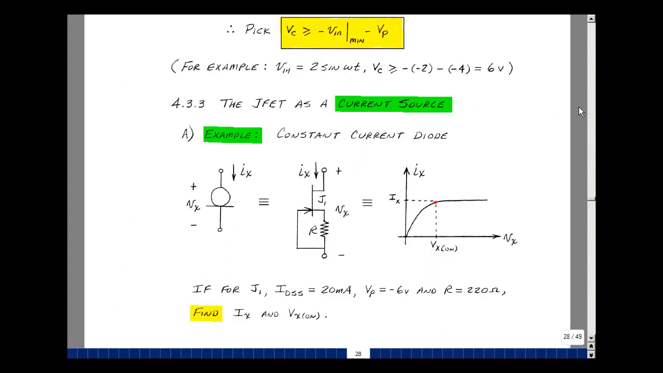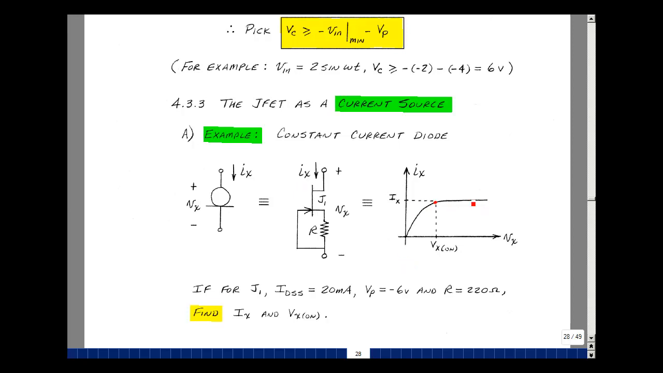We can also use the JFET as a current source. In fact, this is the symbol for this particular circuit. It's a circle with a bar. The voltage is labeled as V sub x and the current I sub x. This is sort of our symbol for a diode, but with a circle. It indicates that current can flow in this direction, and the circle is indicating that it's a current source. The circuit that's between these two terminals is a JFET and a resistor R. If you plot V sub x versus I sub x, you get a curve that looks like this.